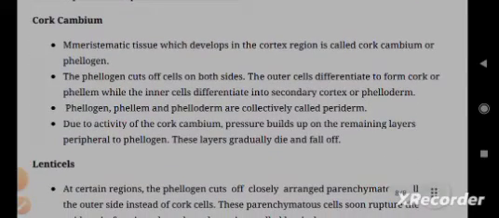Cork cambium. Meristematic tissue which develops in the cortex region is called cork cambium or phellogen. The phellogen cuts off cells on both sides. Outer cells differentiate to form cork or phellem, while the inner cells differentiate into secondary cortex or phelloderm. Phellogen, phellem, and phelloderm are collectively called periderm. Due to the activity of cork cambium, pressure builds up on the remaining layers peripheral to phellogen. These layers gradually die and fall off.